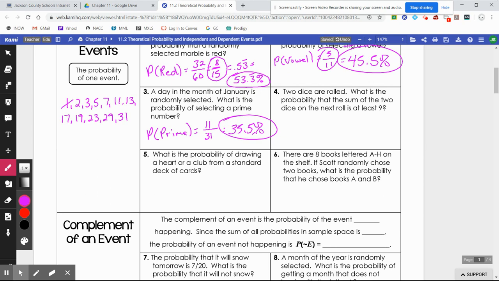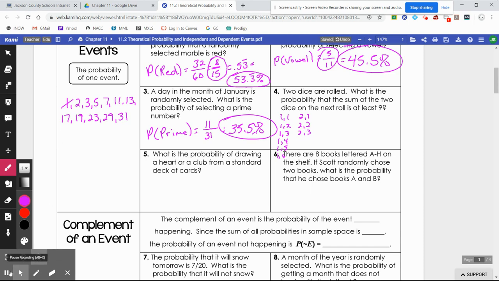Two dice are rolled. What is the probability that the sum of the dice on the next roll is at least 9? Now, this one's a little bit tougher. So we're rolling 2 dice, and there are several different outcomes, and you could list them all, and it would take a while. You could roll a 1 and a 1, or a 1 and then a 2, a 1 and a 3, a 1 and a 4, a 1 and a 5, a 1 and a 6, or a 2 and a 1, a 2 and a 2, a 2 and a 3, and so on and so forth. So there are several different outcomes here.